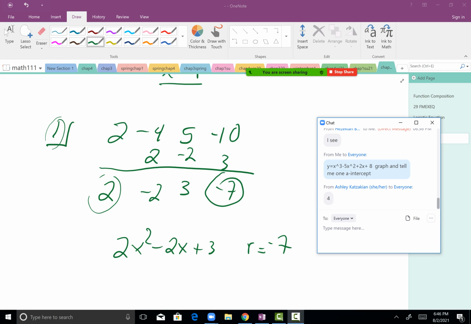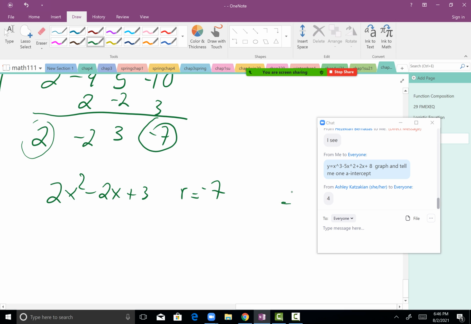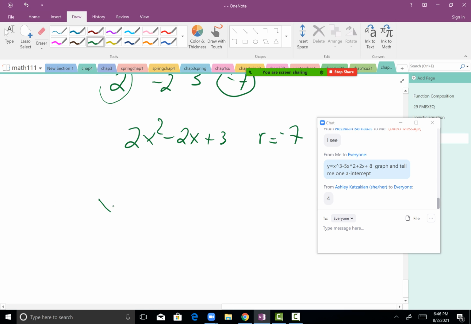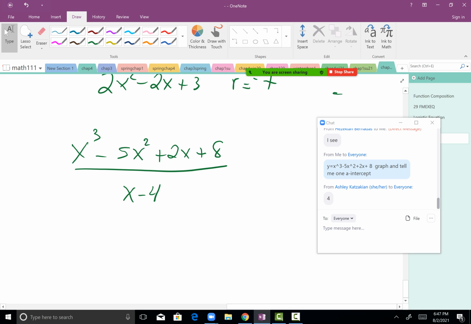Four. Okay? All right, here's what we're going to do. Take that x-intercept now. All right? I'm trying to get this thing to react. There we go. So we're going to take this x cubed minus 5x squared plus 2x plus 8, and we're going to divide this by x minus 4. So I want you to do synthetic division on that and tell me what you get for a remainder.